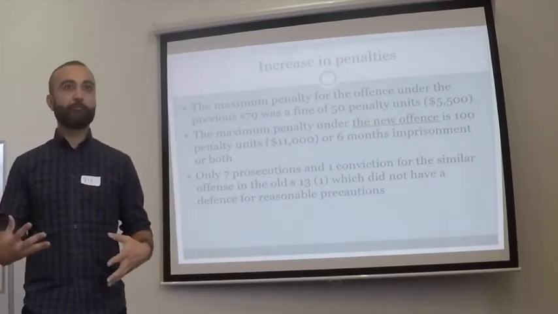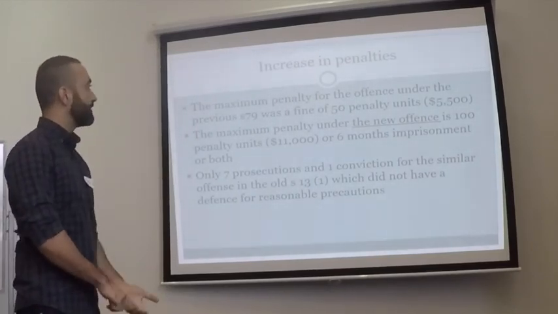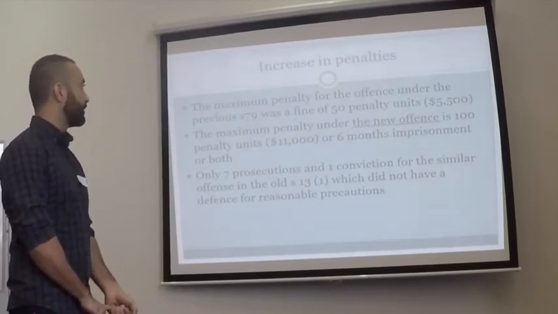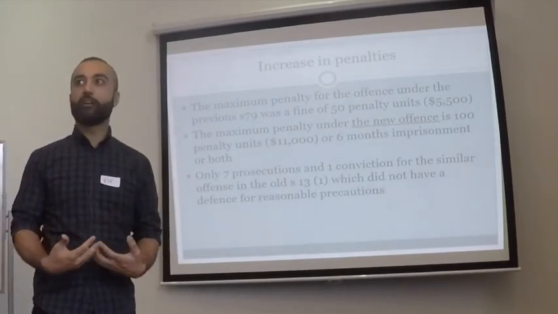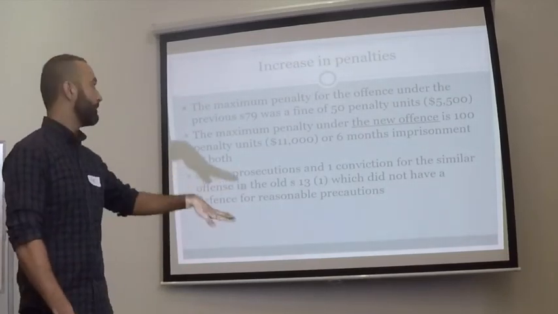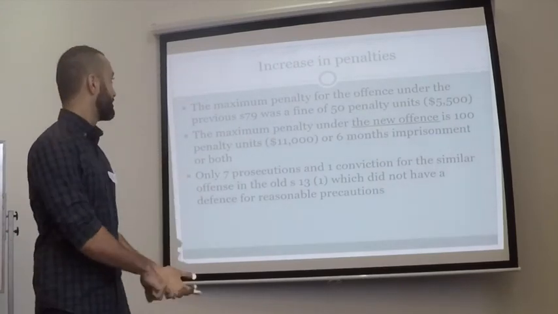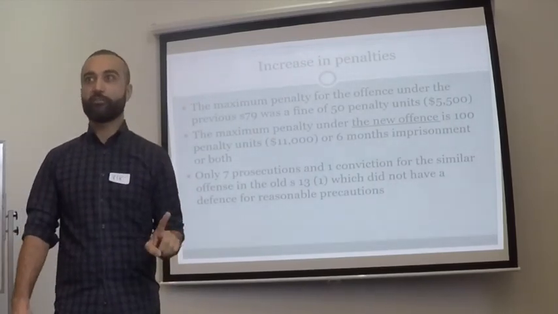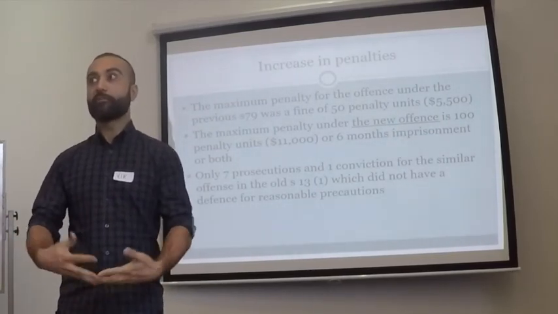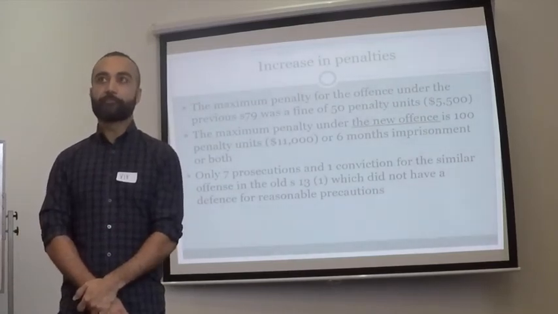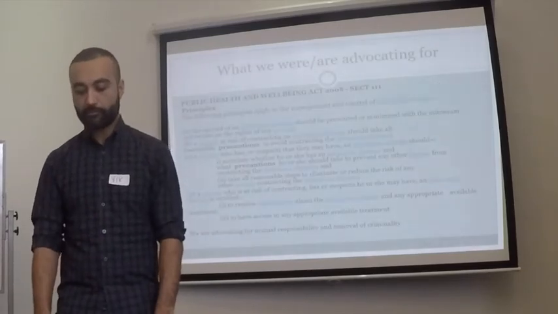I know this all sounds a little bit scary, that it's getting worse, but it's also important to note that so far there have been only 7 prosecutions and 1 conviction for the similar offence that was not the last offence, which had a defence for reasonable precautions, but the one before that, which didn't have a defence. So there's only been a total of 7 prosecutions and only 1 conviction under the section. While it does seem problematic, and it is problematic in a lot of ways, that there is a potential for this to happen, it hasn't happened very much in the past. So it's important to put that into perspective.